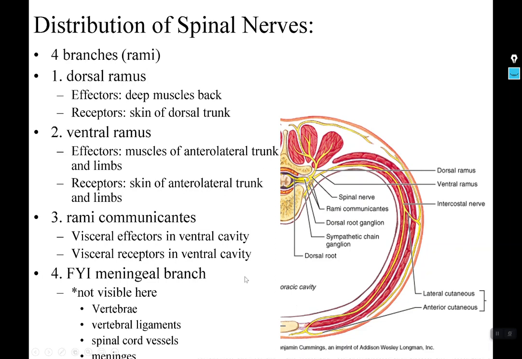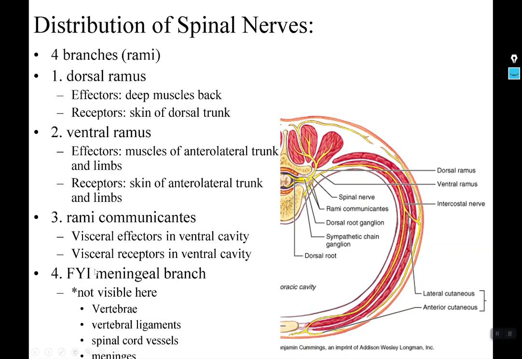So these are for visceral effectors, so any effector that's not skeletal muscle, and for visceral receptors, which are receptors that are mostly things that don't rise to our conscious attention. So pH, ion concentration, chemical composition, pressure, gas composition, those kinds of things. Those are going to be visceral receptors, and these are going to be in the ventral cavity. So in this case, the thorax, and then inferiorly, the abdomen.